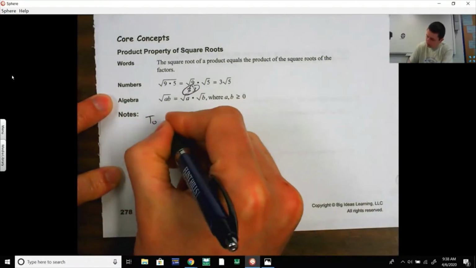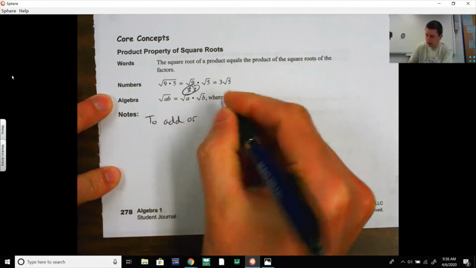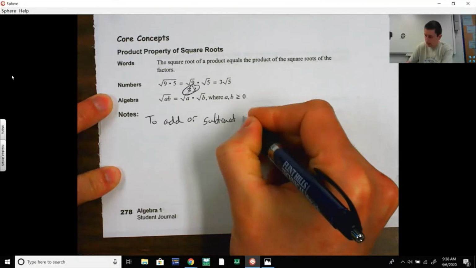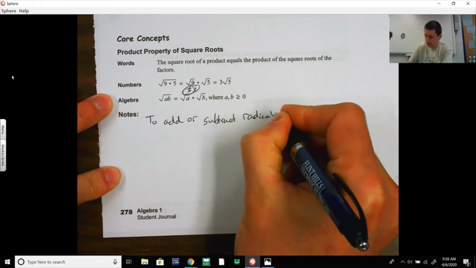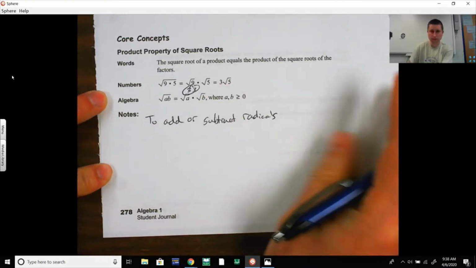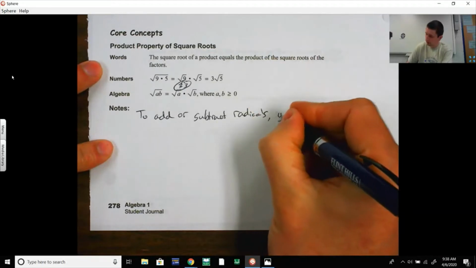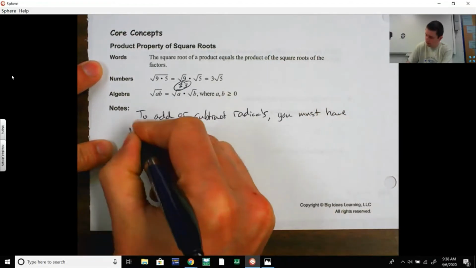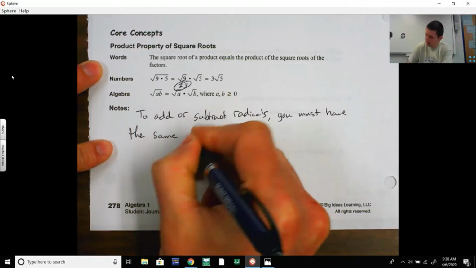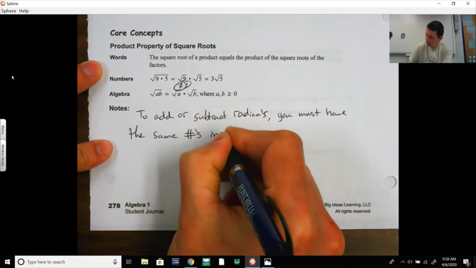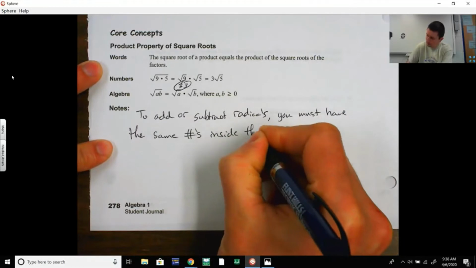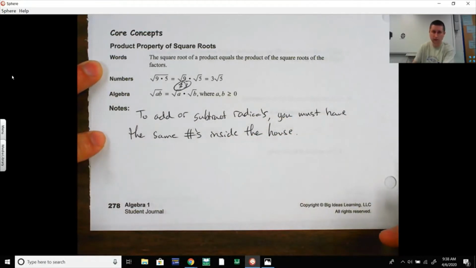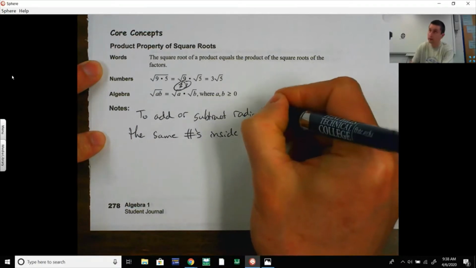So here, to add or subtract radicals, radicals are a fancy name for square roots, but they include cube roots and fourth roots. You must have the same numbers inside the house. So to add or subtract radicals, you must have the same numbers inside the house.